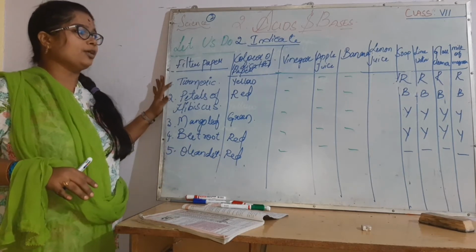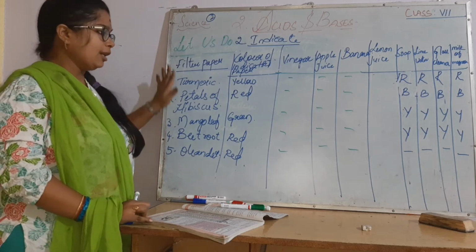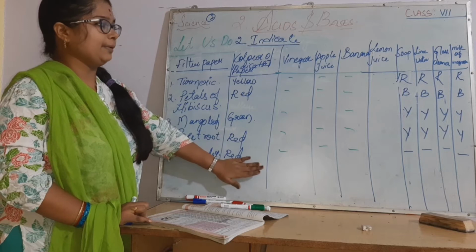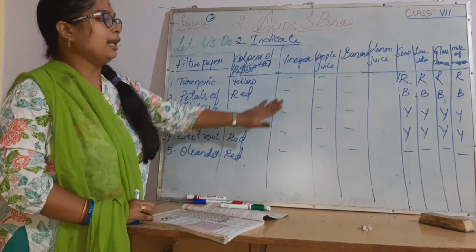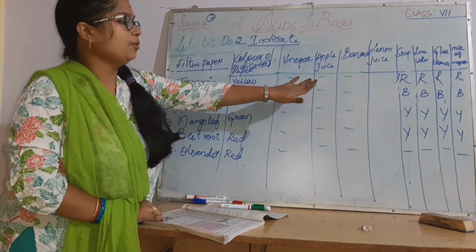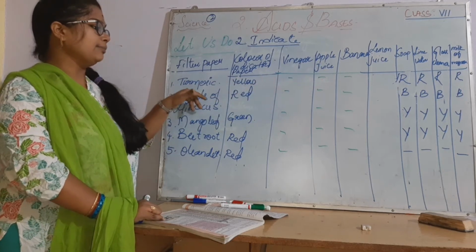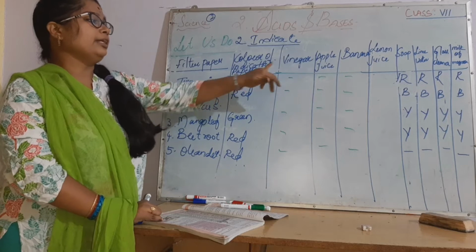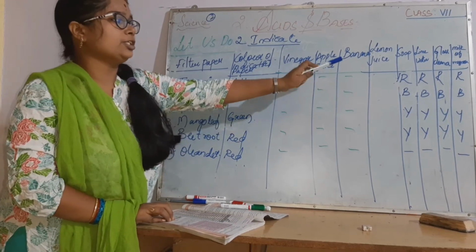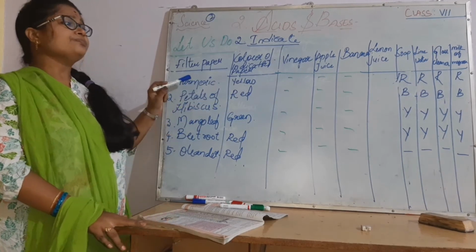These are the colors of the indicator papers. When you add vinegar to the turmeric paper, which is yellow in color, there will be no change. Apple juice, no change. Banana, no change. Lemon juice, no change.